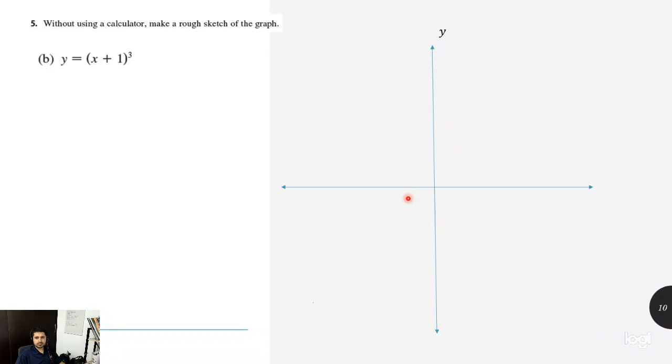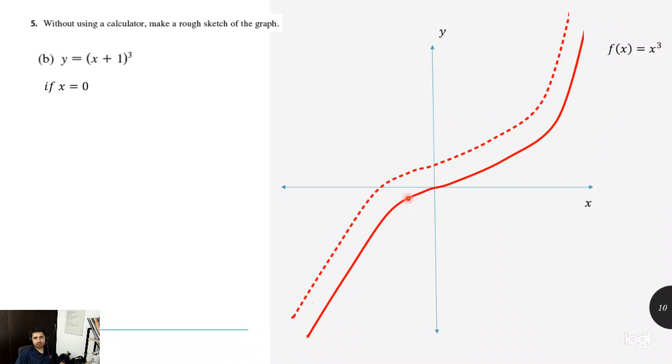The other one, how can we graph this one? Well, we know that it's pretty much the same as the previous one, we just shift it up. So when x equals 0, it's going to be 1 to the cube, so the graph goes up to 1. If x is 0, we have y equal to 1. And if y is equal to 0, we have this expression equal to 0, so then x plus 1 equals 0, and we have x equals minus 1. So this should be exactly its value.